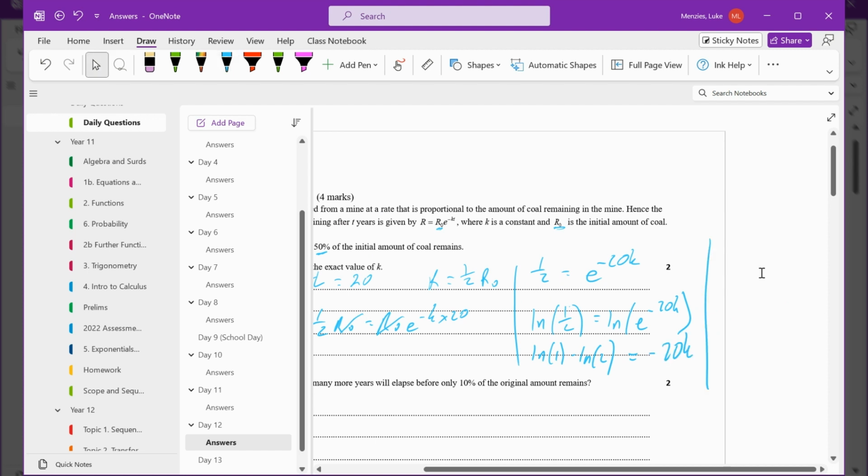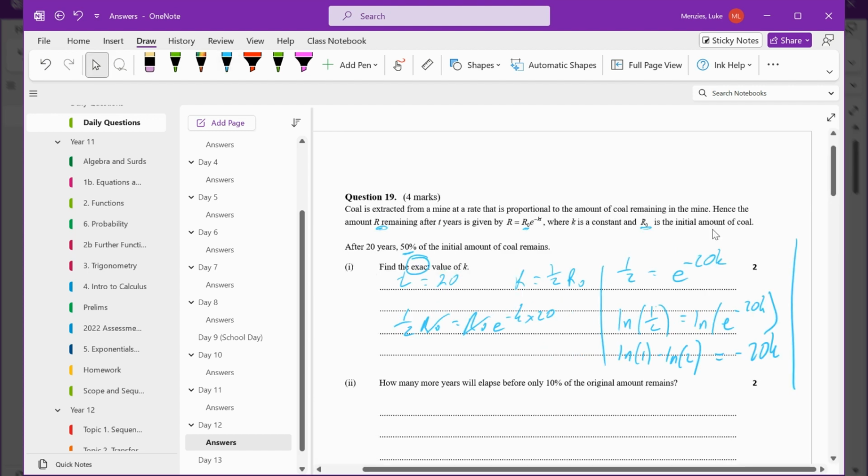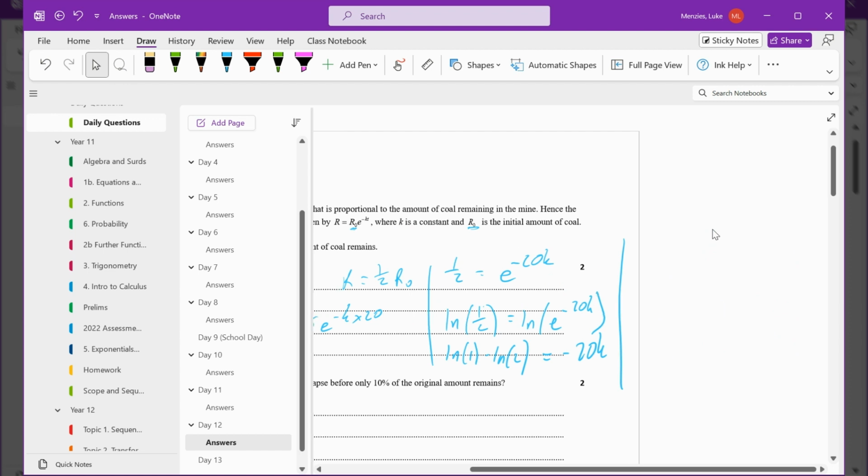And don't forget, throughout this whole thing, we can see this word again: exact. So please don't use a calculator. You do need to know ln of 1 is 0. So we're going to say minus ln of 2 is equal to negative 20k.